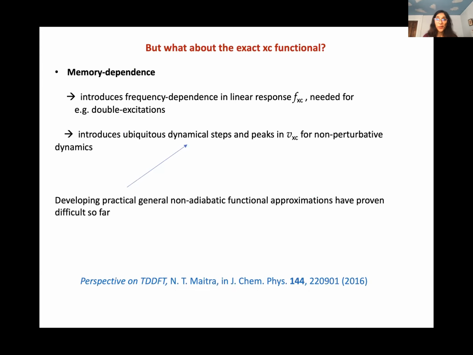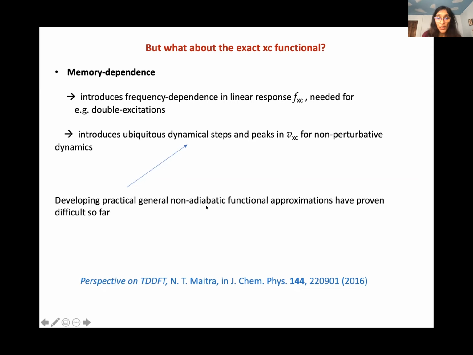Okay, so what about the exact exchange correlation functional? I mentioned that, in principle, it has memory dependence, and in the linear response regime, this introduces frequency dependence, as I explained, and this is needed if you want to get certain excitations, like double excitations. But in the non-perturbative regime, a consequence of this memory dependence is that you end up, generically, in any kind of dynamics, getting these dynamical step and peak features in VXC. And I'll show you a couple of examples of this.